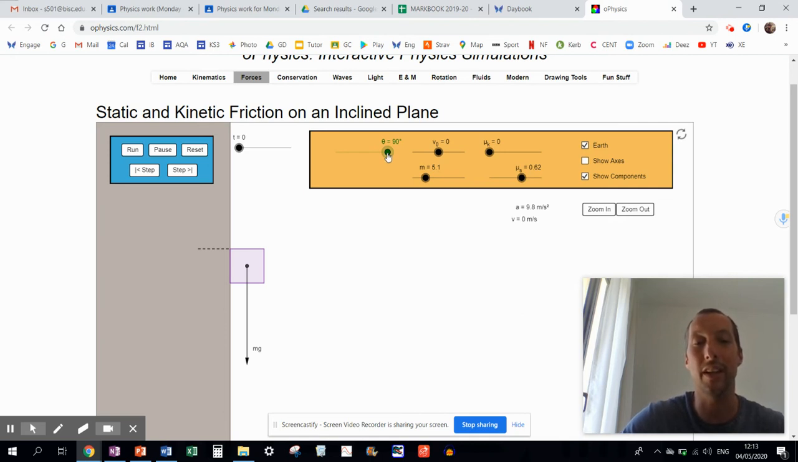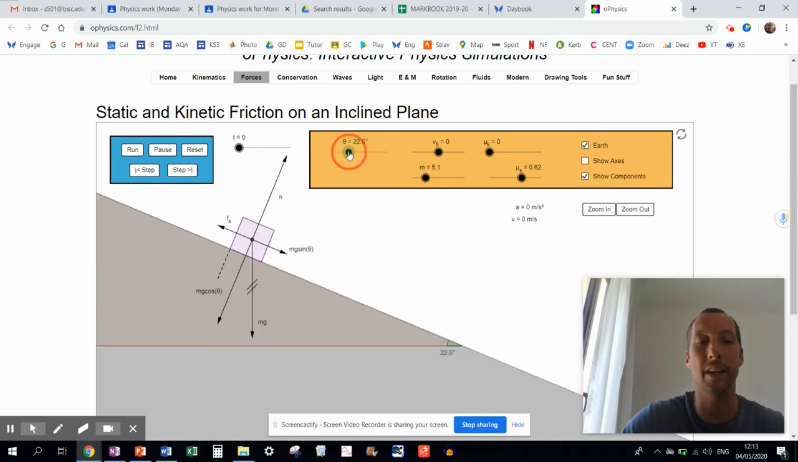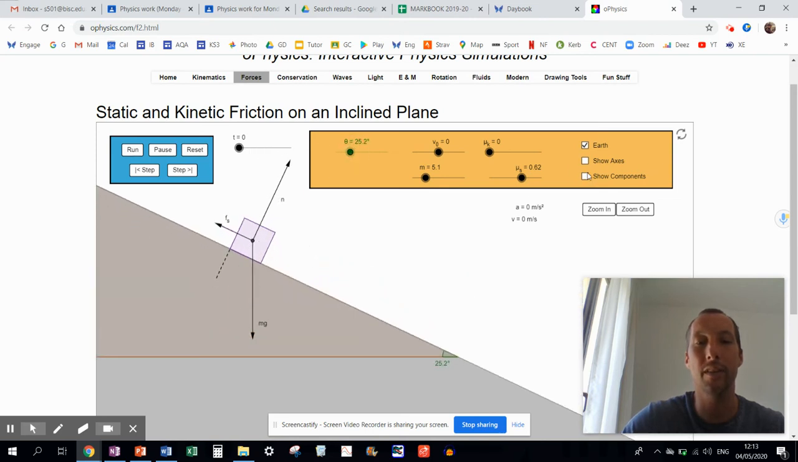If it's a 90-degree angle, there isn't even a normal reaction. There's nothing to push back, so there's only the weight. If it's 0 degrees, we get a weight and a normal reaction. But for any other angle, I get three forces: friction, normal reaction, and the weight.